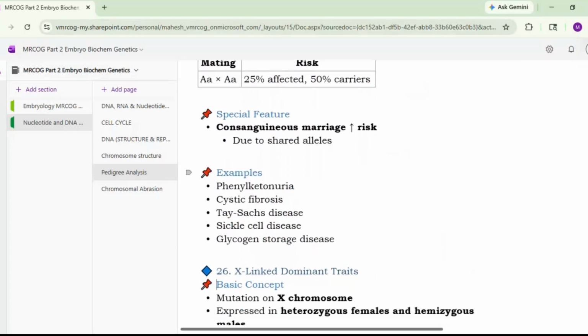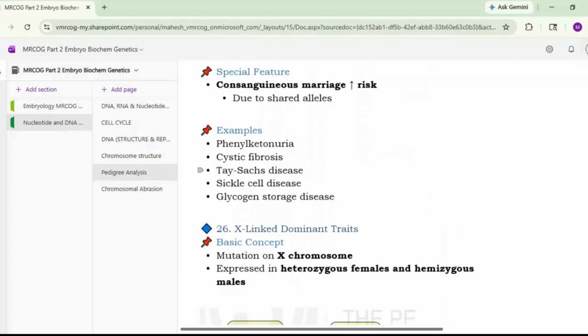This is an X-linked dominant trait. So what happens in X-linked dominant? It is a mutation on the X chromosome expressed in heterozygous females and hemizygous males. So even if only one X is present in the male, that is a hemizygous male, there will be expression, and in a heterozygous female also it will have expression.